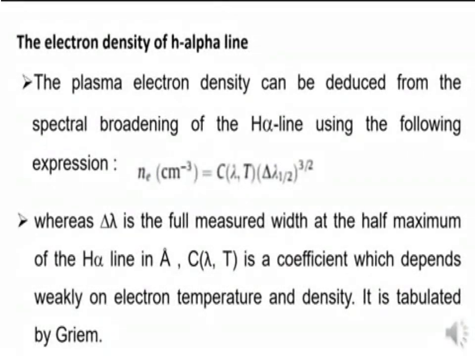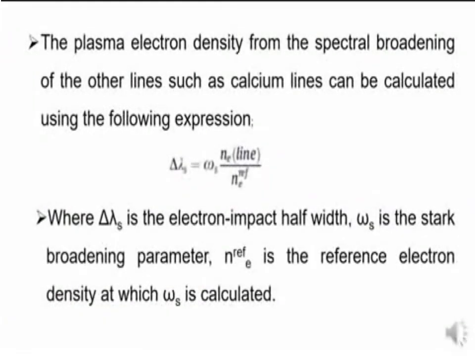The electron density of the H alpha line. The plasma electron density of the H alpha line will be calculated from the equation seen in the figure. Also, the plasma electron density of the other calcium lines, as we said before, will be calculated from the following equation as shown in the figure.